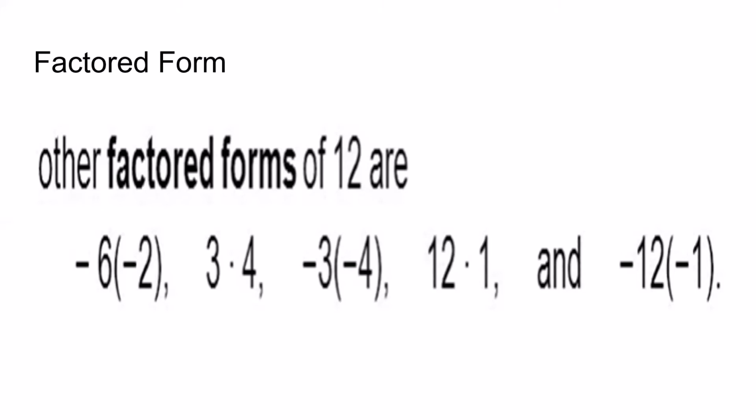12 times 1 gives you 12, and so on. So the factored pair is simply the two numbers, or the two factors, that you multiply to get the product that you're looking for.